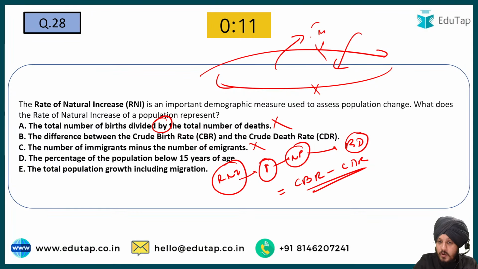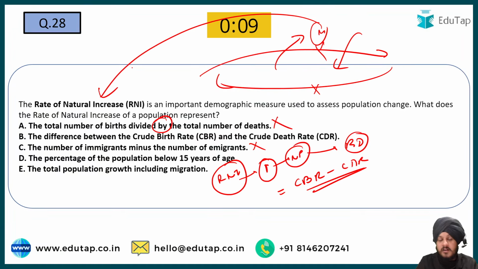So migration is not considered as a part of the rate of natural increase, right? तो इसलिए ये आंसर नहीं होगा. That is a justification. The percentage of the population below 15 years of age, ठीक है, तो ये भी कुछ ऐसे सेंस नहीं बनती है, तो एज स्ट्रक्चर के बारे में बात कर रहे हैं, राइट? The total population growth including migration, अब फिर से यह माइग्रेशन आ गई, मींस डिस्प्लेसमेंट ऑफ पीपल आ गया, तो ये भी नेचुरल इंक्रीज नहीं है, तो इसको भी आप एलिमिनेट कर सकते हो. So B is going to be the correct answer.